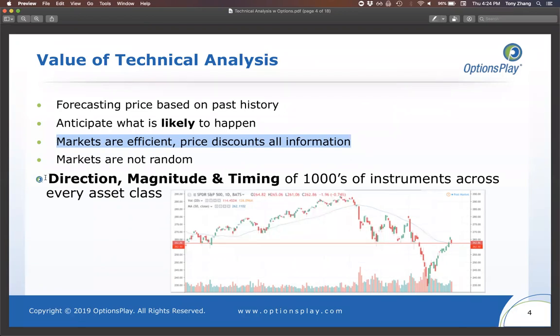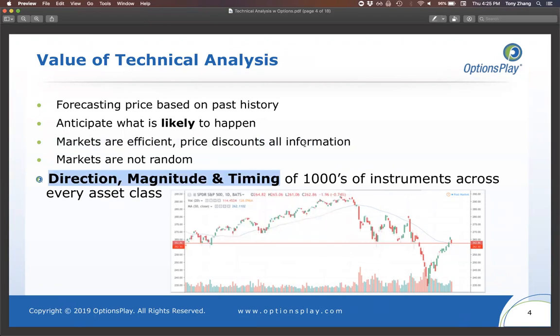And that is direction, magnitude, and timing. So a direction simply means whether we think an asset or a stock is going to go higher or lower. Magnitude means how far do we think that stock or ETF is going to go higher or lower by. And timing means how long do we think it will take for that move to materialize.